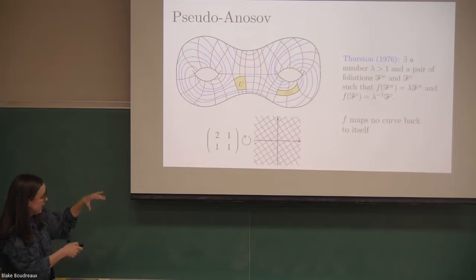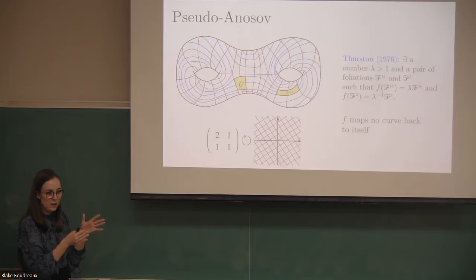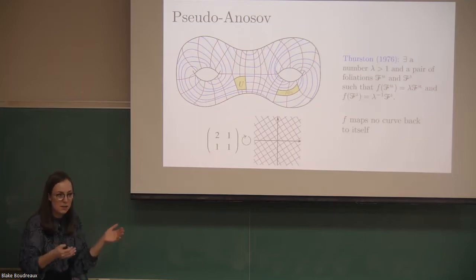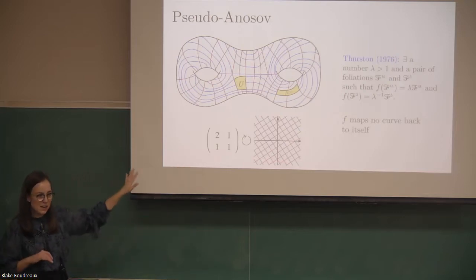All right, and then here we see an example in R squared. We have two foliations. And if you apply the matrix 2, 1, 1, 1 to our vector (x, y), you end up seeing that these two foliations actually stay preserved under that map. And in fact, a matrix very similar to this one is going to come up later, because this actually does correspond to a pseudo-Anosov mapping class.